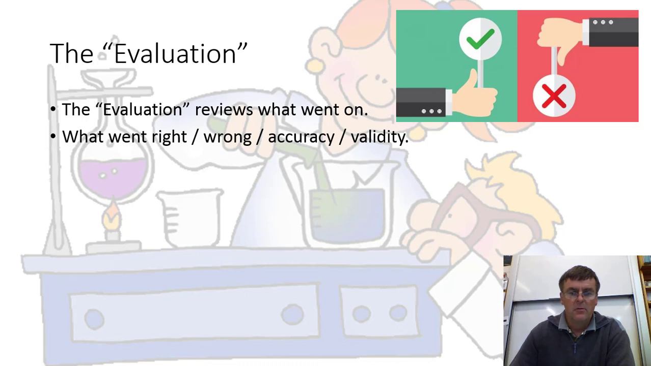Validity. We often look at doing repeats of an experiment. We'll repeat it several times to make sure our results are accurate and valid. We can get some averages. With the cake idea, I could be baking a lot of cakes here, I think.